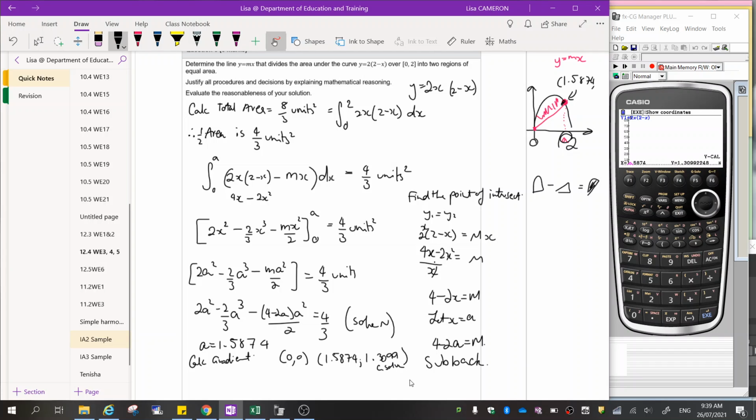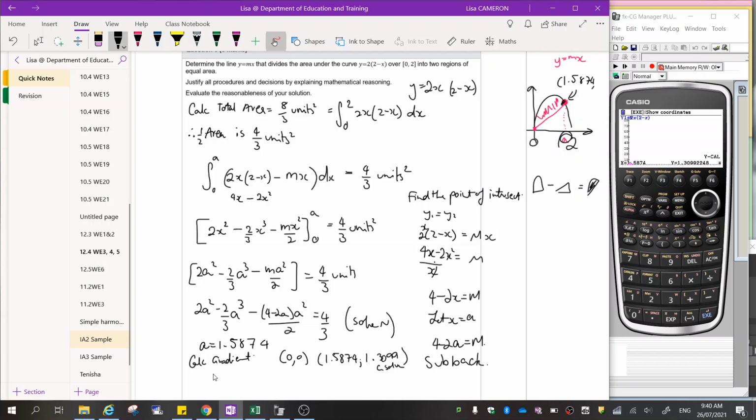G-solve. Okay, so obviously if I had more space, I would write about how I put that in the calculator to determine that second coordinate because it's asking me to evaluate and justify all the procedures. I just don't have the space here. This little pad thing is really hard to write with.